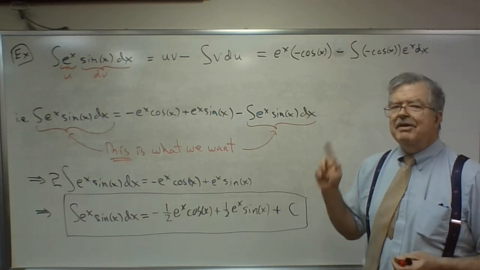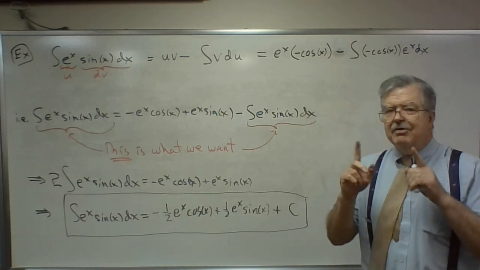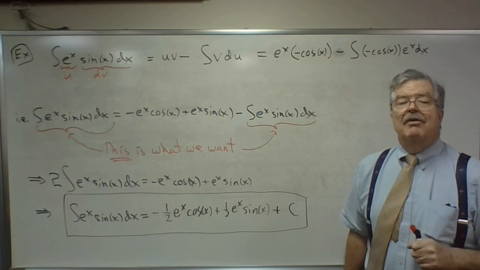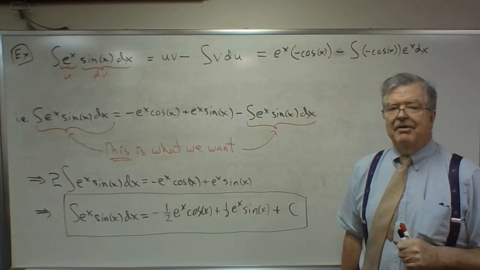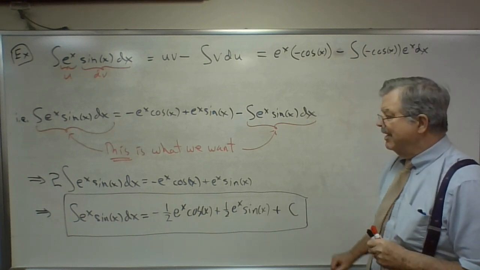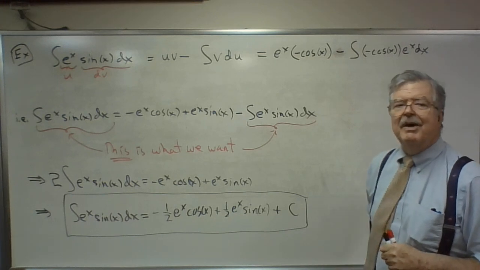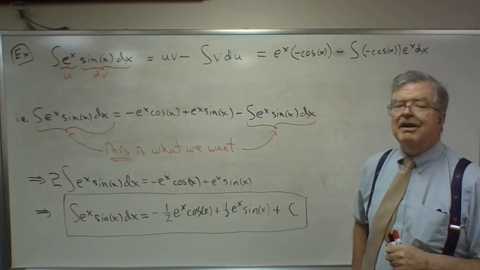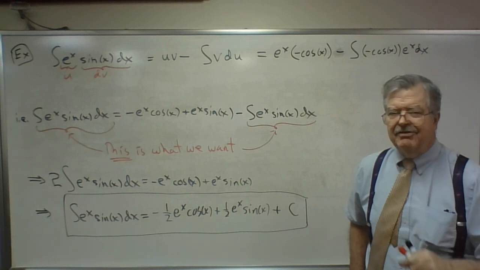This happens every time we're integrating the product of two functions that are cyclic with respect to their own derivatives. This is a good one to do. Guess what? e to the x cosine of x works exactly the same way.